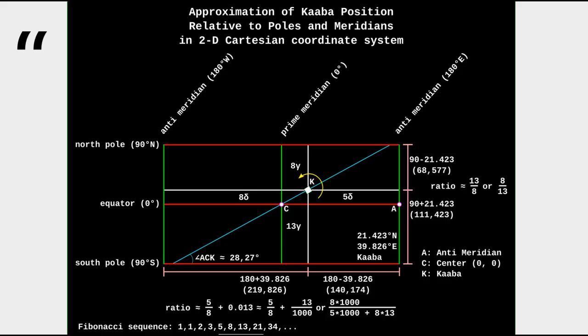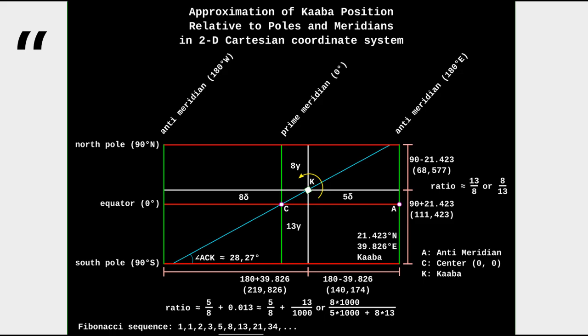The distance from the Kaaba's position to the anti-meridian line yields two different values on its right and left sides. The distance to the right towards the anti-meridian is calculated as 140.174 units, while the distance from the Kaaba to the left, also towards the anti-meridian, is 219.826 units. The comparison between these two distances results in a ratio that closely approximates the Fibonacci ratio of 5 to 8, plus 0.013 delta, indicating a significant proportional relationship between the Kaaba's location and the anti-meridian line within the context of the geometric diagram.